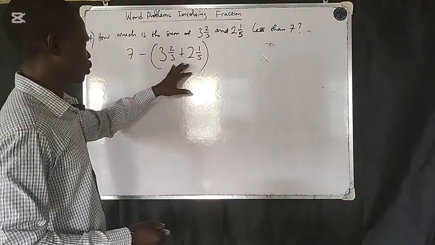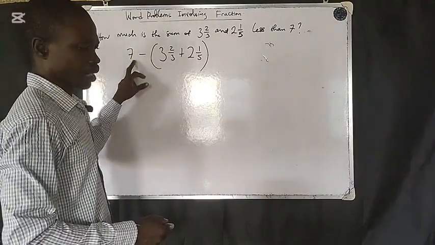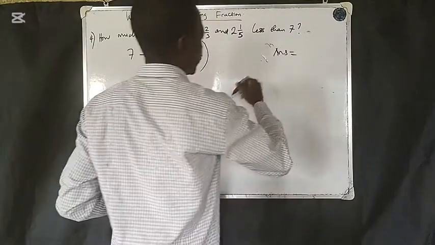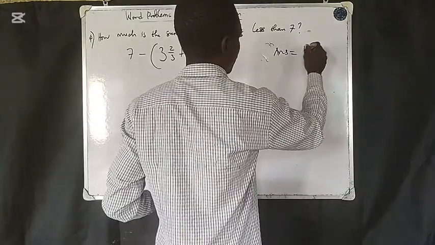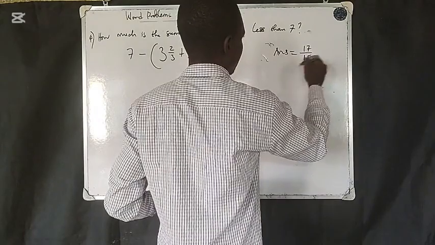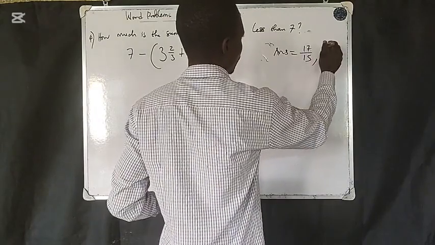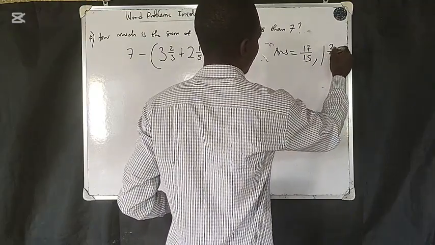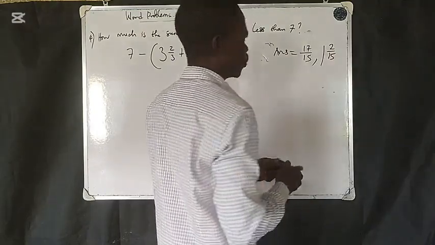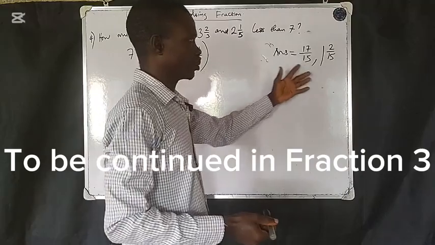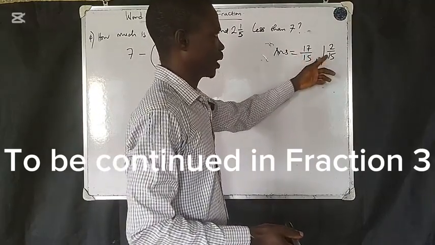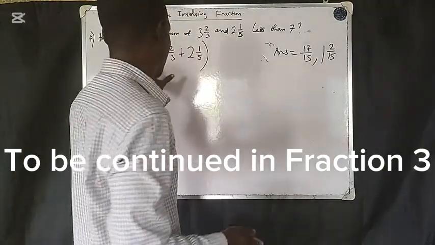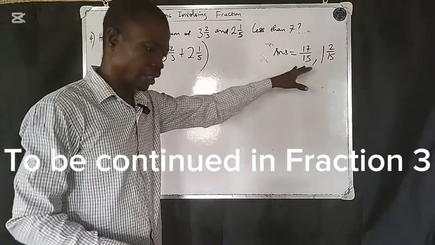If you add these two, your answer will be less than 7. And they want you to find the difference between the sum of this and this, and 7. If you do it very well, you're going to get 17 over 15, which is the same as 1 whole number 2 over 15. So you pick the one that is in the option if it is objective. Sometimes you see this, sometimes you see this. So pick the one that is available in the option. You solve it very well, you are going to get this answer.